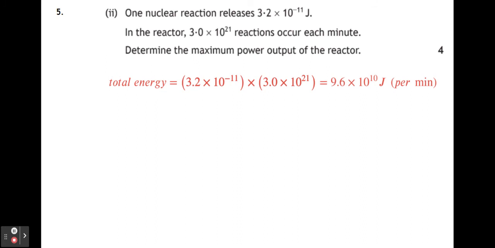Now, we want to work out the power output. Now, the power is the energy being converted per unit of time. So, power equals energy over time. The total energy being released each minute is 9.6 times 10 to the power of 10 divided by 1 minute, which is 60 seconds. And that gives us a power of 1.6 times 10 to the power of 9 watts, or 1.6 gigawatts.